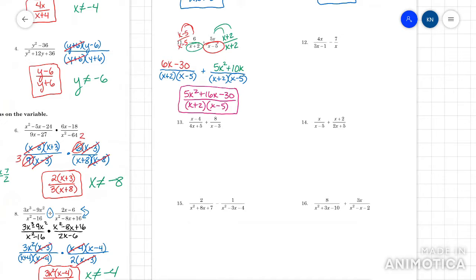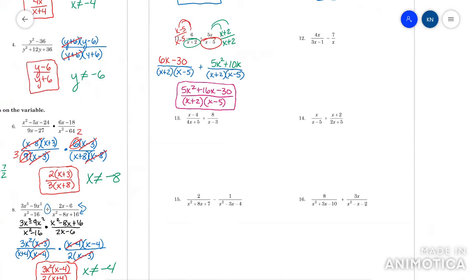Okay, this next one, same thing, but when I look at it, the first thing I see is this negative. I'm going to distribute that to the numerator of the fraction to the right. So it looks like that. Now I can focus on common denominators. This fraction over here needs x. This fraction on the right needs 3x minus 1. Don't forget you're going to have to distribute.